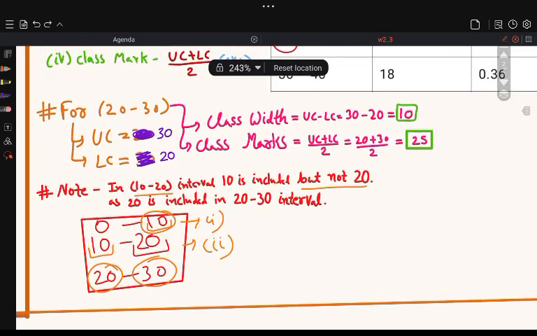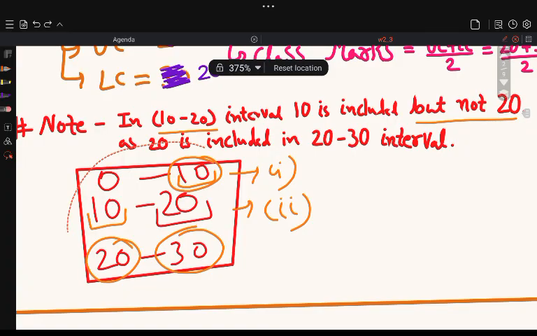So note, for the class interval 10 to 20, the upper class limit is 20 and the lower class limit is 10. 10 is included in this class interval, but 20 is excluded from this interval. It is written in this interval, but it will not be included in this interval. The reason for it is because, consider the following example shown in the above table: 0 to 10, 10 to 20, and 20 to 30.